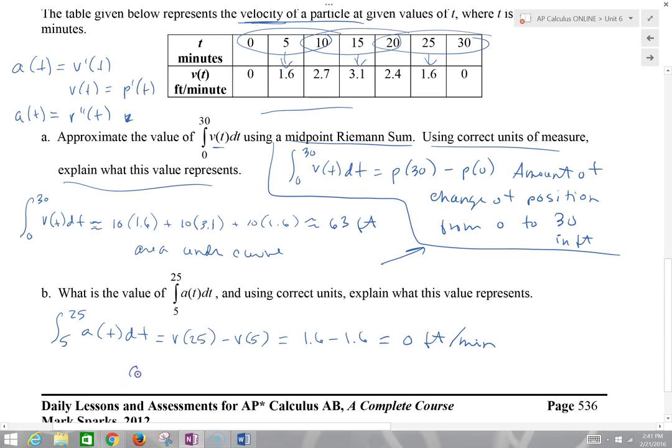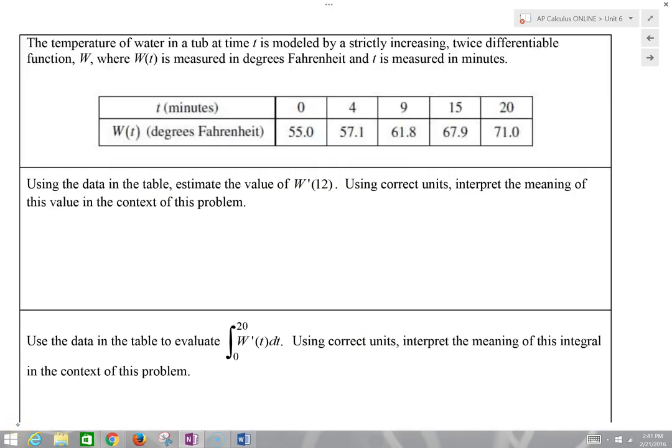So in feet per minute, what does this represent? This represents the change in velocity from t equals 25 to t equals 5, which you can see, on average there was no change. Let's try some examples. Next page.